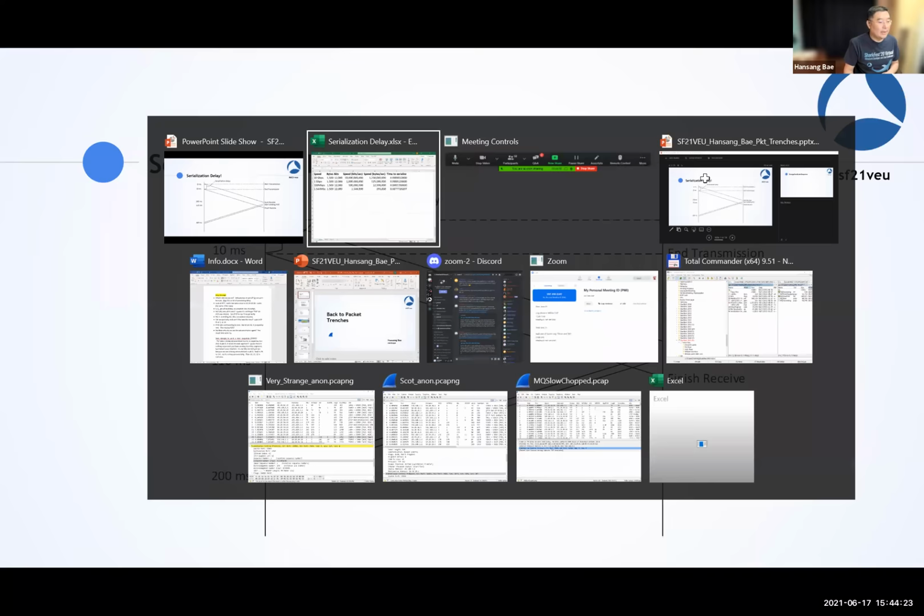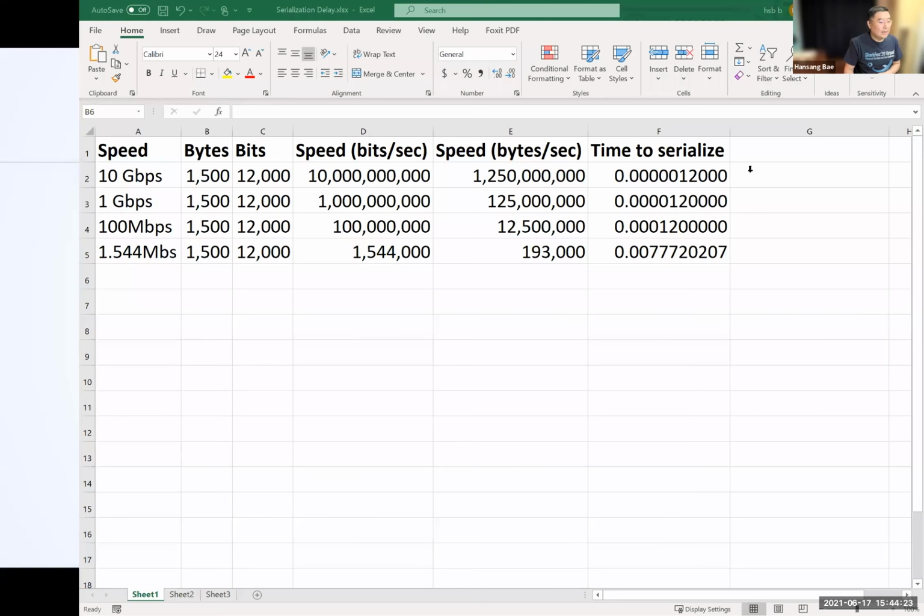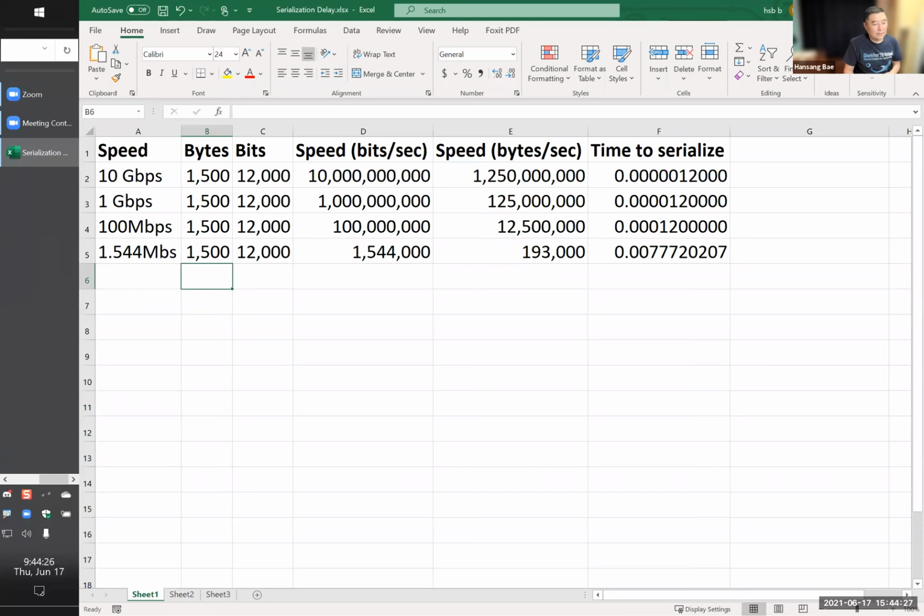All right, so we reviewed this. The spreadsheet, again, is a very simple spreadsheet, nothing to write home about, and I'll go ahead and save it. All right, now let's look at our first packet trace.